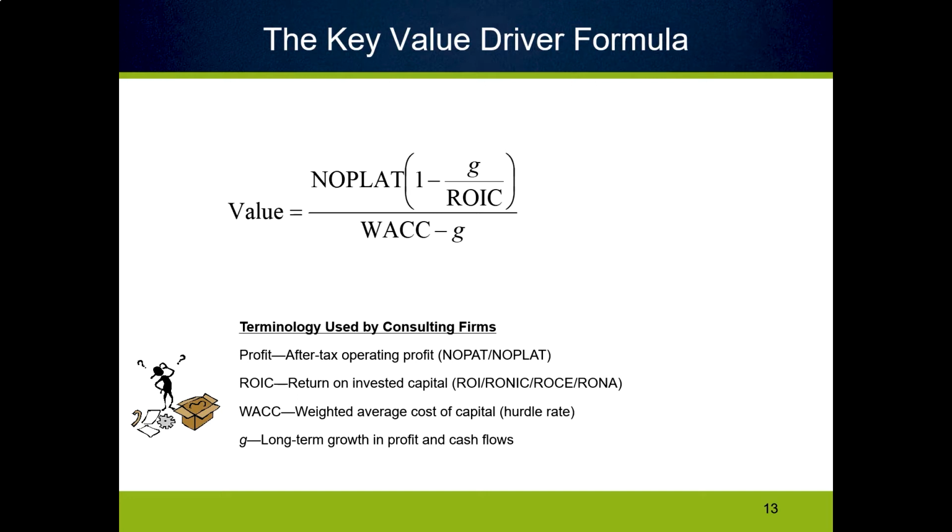This is the model for value that most firms and advisories are going to use. And this is the model for value that we are going to use going forward. Sometimes we'll just call it the KVD formula. But this is the model that determines the value of any firm and investment. And it seems really straightforward, and it is actually. We just have to be careful with how we think about it and how we interpret it.